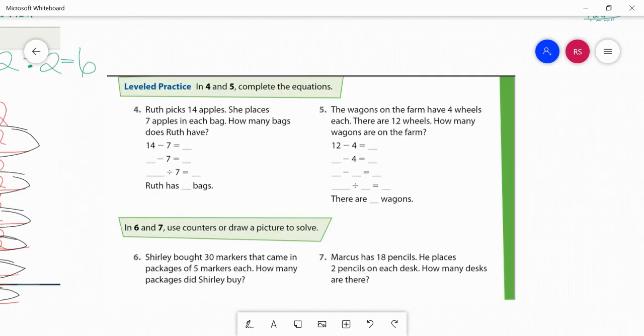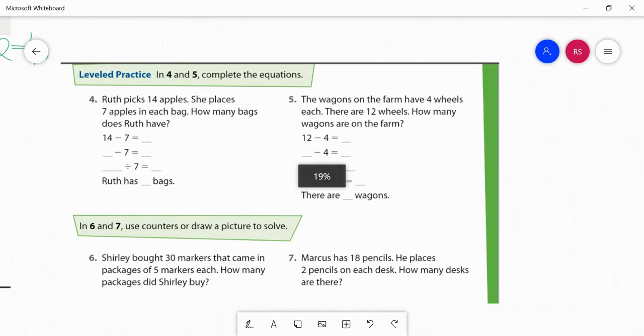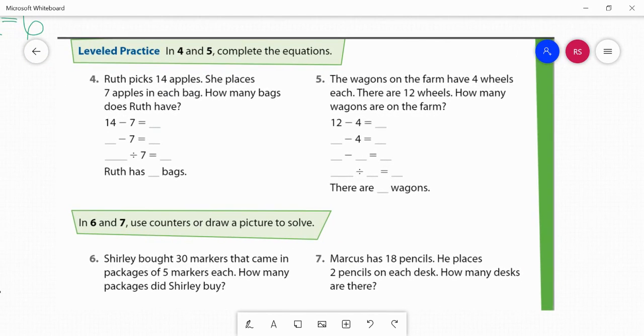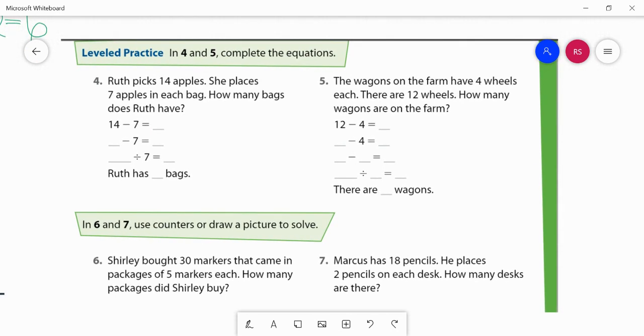So let's scroll on over here. Let me zoom in just a little bit. And let's take a look at number 4. Number 4 says that Ruth picks 14 apples. She places 7 apples in each bag. How many bags does Ruth have? Read it one time? Awesome.